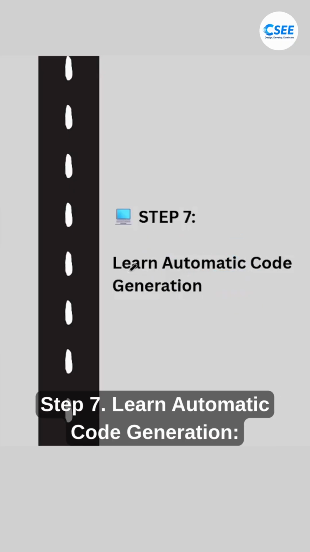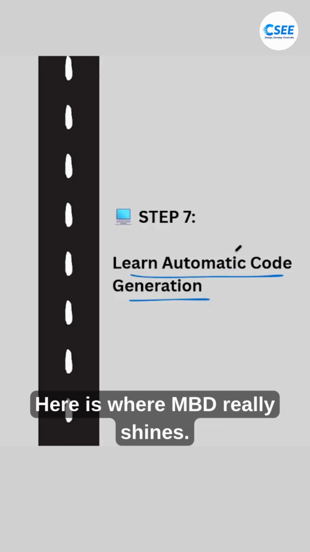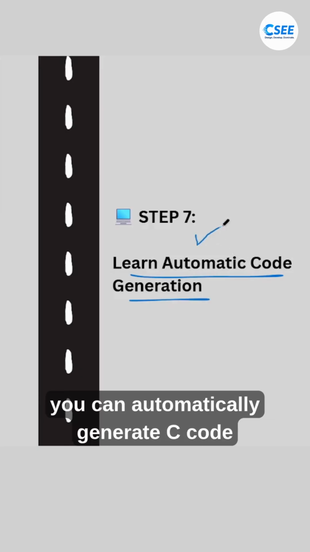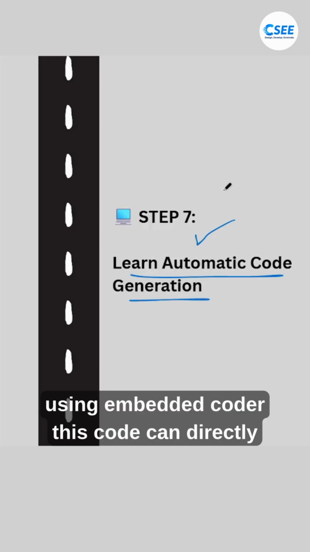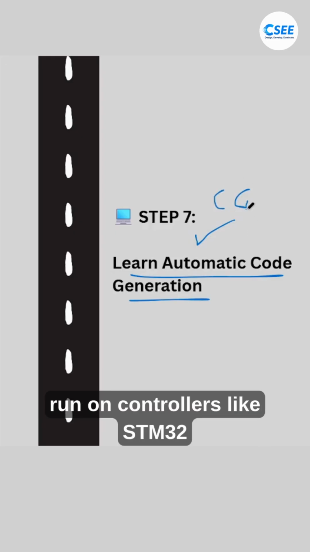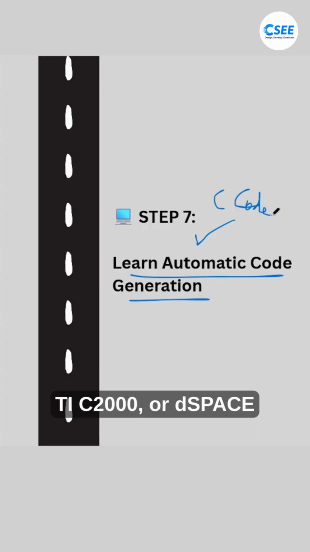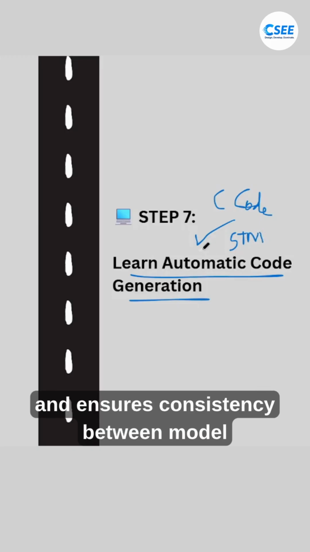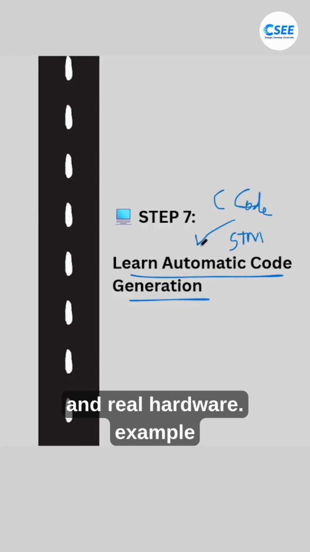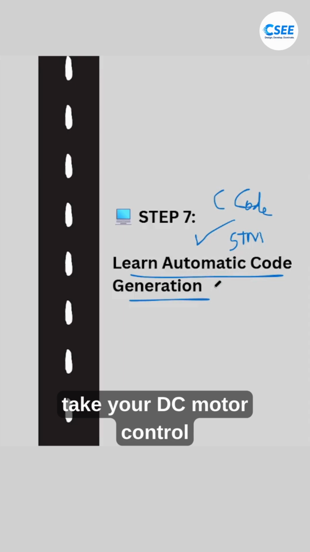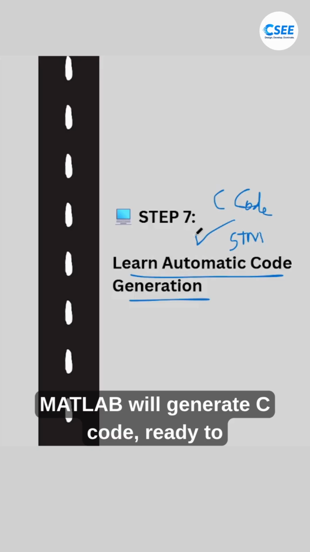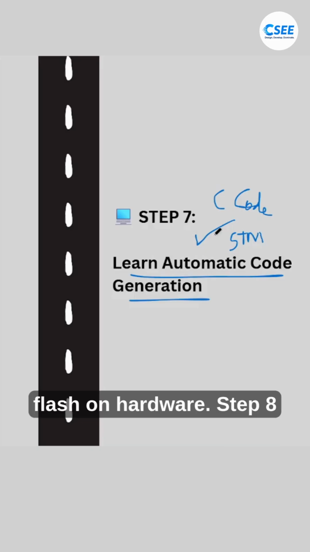Step 7, Learn automatic code generation. Here is where MBD really shines. Once your model is validated, you can automatically generate C code using Embedded Coder. This code can directly run on controllers like STM32, TI C2000, or dSPACE boards. It saves huge development time and ensures consistency between model and real hardware. Example, take your DC motor control model, click build, and MATLAB will generate C code ready to flash on hardware.